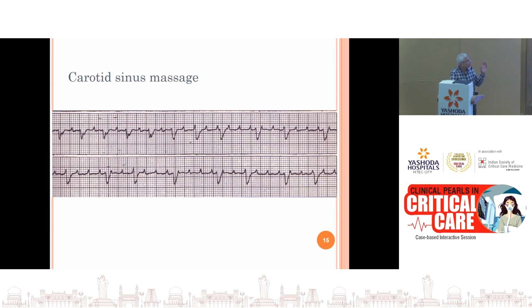As we do the carotid sinus massage, you can see that towards the right end of the strip, more and more P waves are appearing. And in the bottom strip, you can see that there are a lot more P waves, and the number of QRS complexes is decreasing. So obviously this is not a sinus or an atrial tachycardia. There are more P waves than you can actually see on initial inspection.